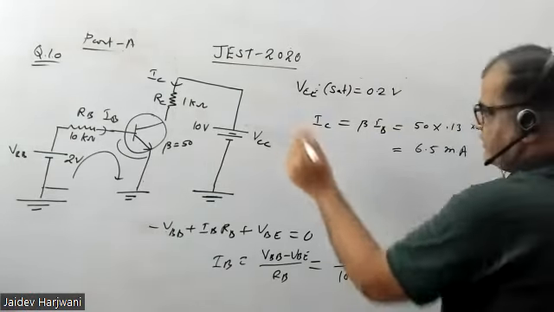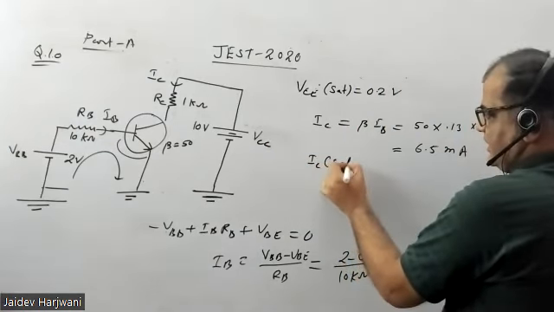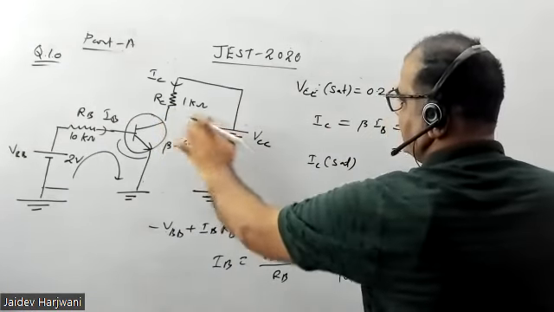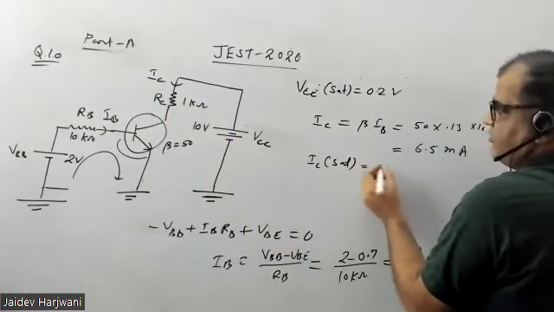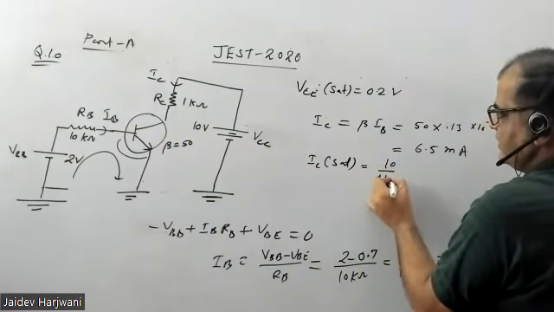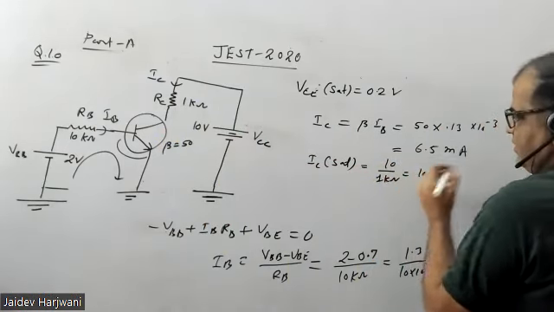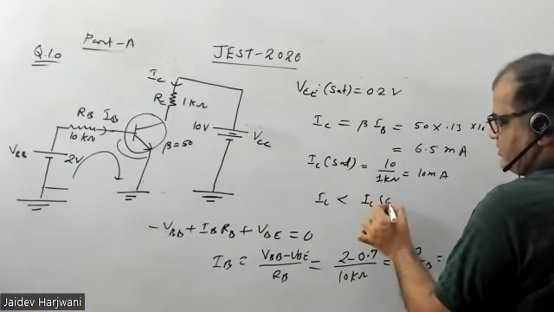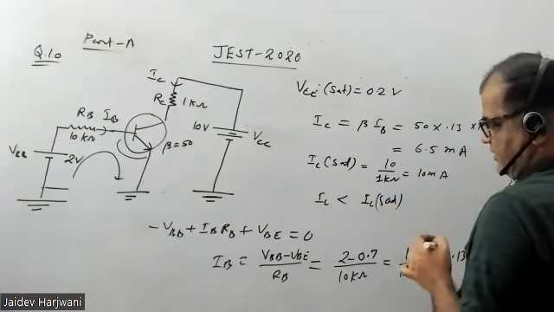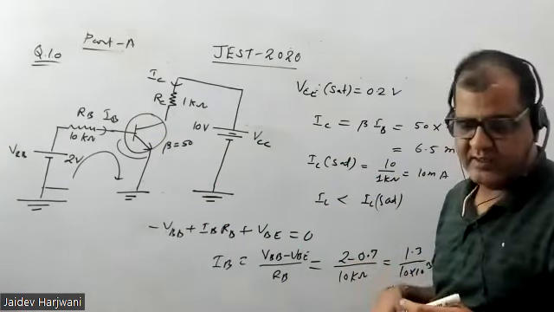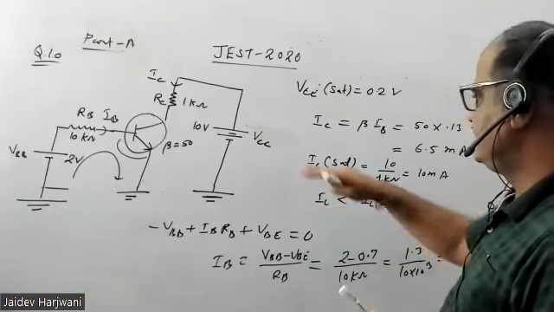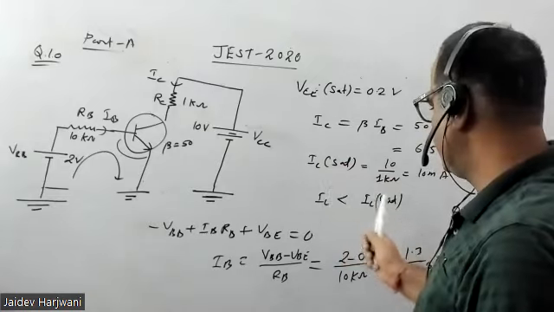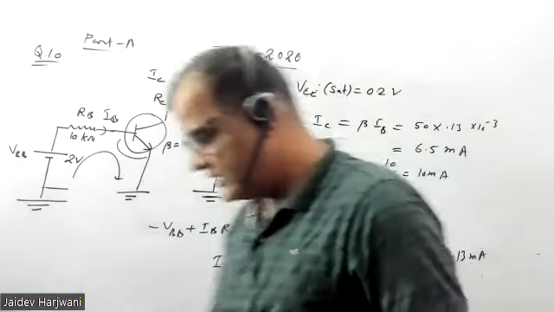Now we can calculate IC saturation, which is the point where VC is 0. If it is 0, then all the IC will flow from here. That will be equal to VCC, 10, upon 1 kilo ohm, that is 10 milliampere. IC is well below your IC saturation. So here itself we can tell that this circuit is not in saturation, because IC saturation is greater than the actual IC value.